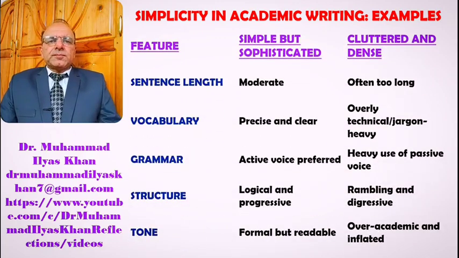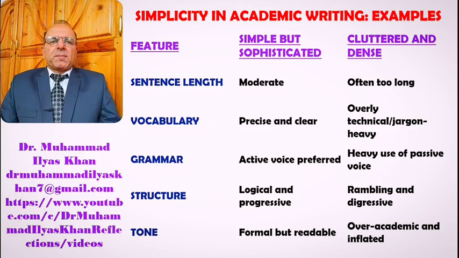So, to summarize, there are certain features that distinguish the simple but sophisticated form of academic writing from the cluttered and dense type of academic writing. The first one is sentence length. Generally, in the simple but sophisticated form of academic writing, the sentence length is moderate. On the other hand, in the cluttered one, it is often too long.